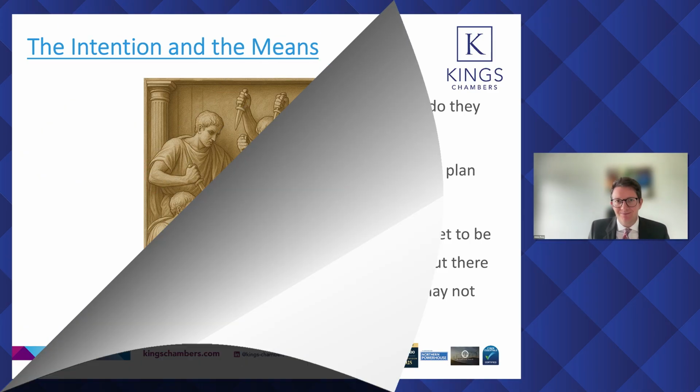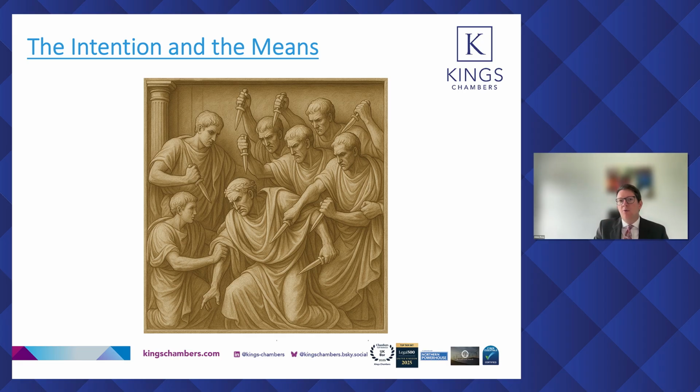Now, once you have your combination, the next thing you've got to look at is the intention and the means. And I put these two things together, and here we have a beautifully AI-generated image of Caesar being stabbed on the Ides of March.